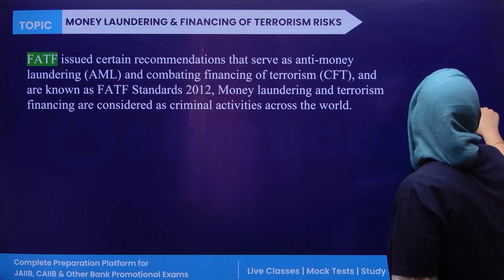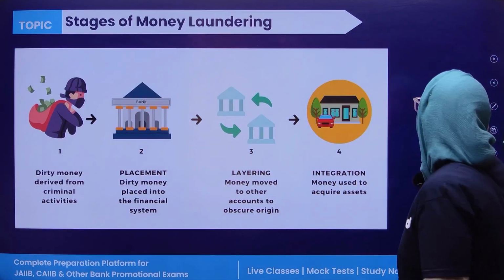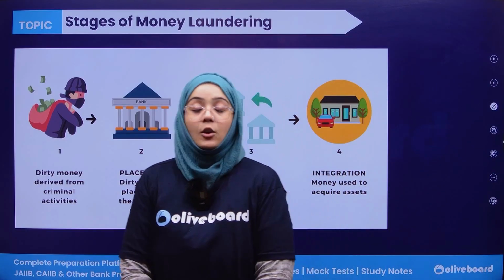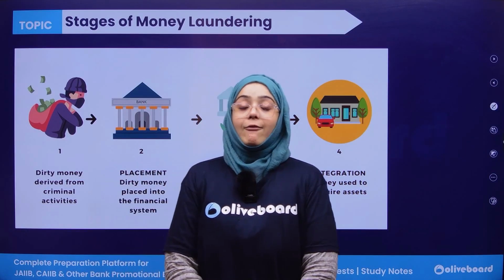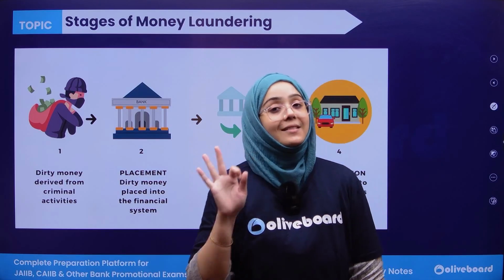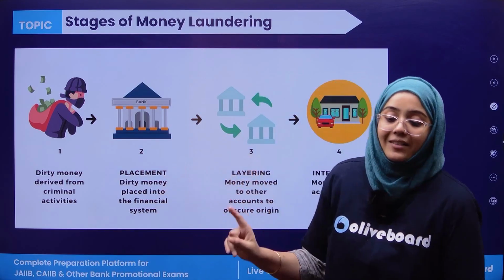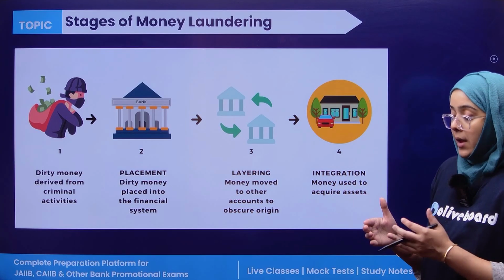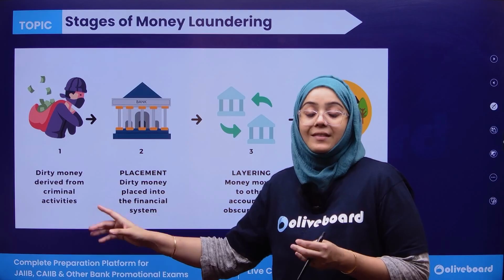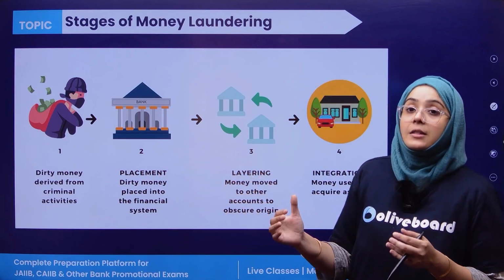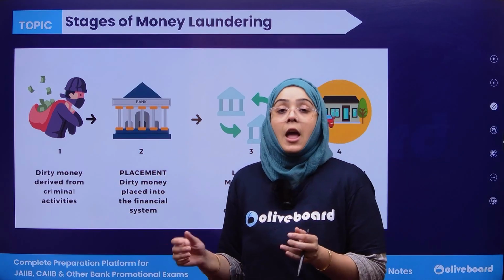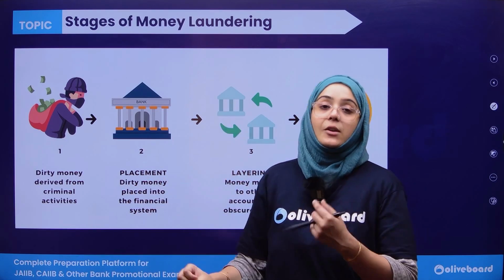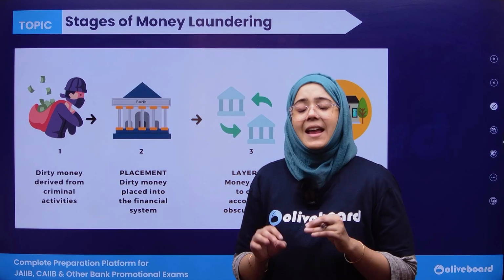Next, a very important thing: what are the stages of money laundering? There are three broad stages: placement, layering, and integration. Starting from the very first, there is dirty money, where a person is earning money from some illegal source, for example drugs or trafficking or anything.